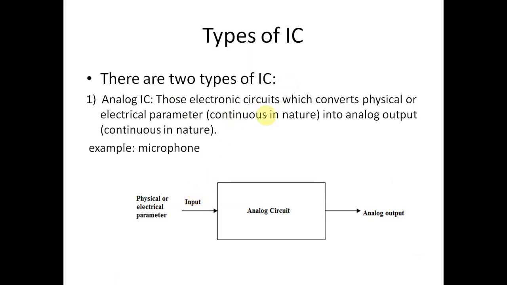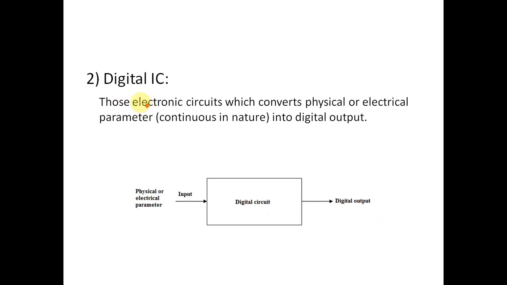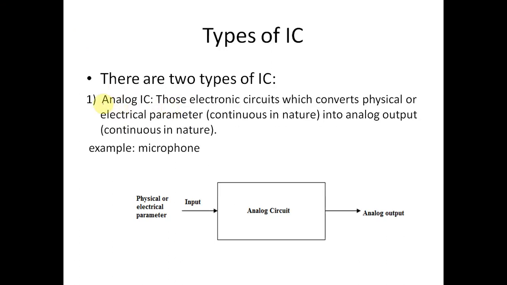There are two types of ICs available. The first one is the analog IC and the second one is the digital IC. First, analog IC. This is the definition of analog ICs. Those electronic circuits which convert a physical or electrical parameter, which is continuous in nature, into analog output. Any physical or electrical parameter converted into an analog output signal is called an analog IC.